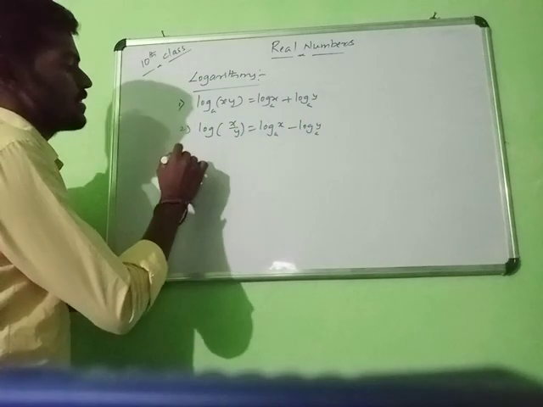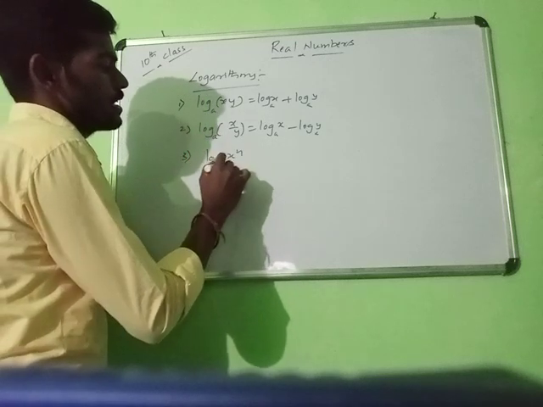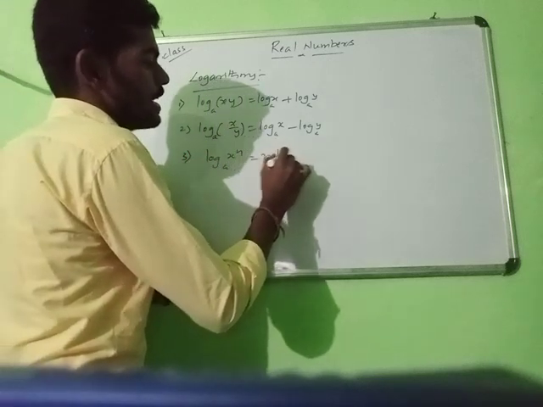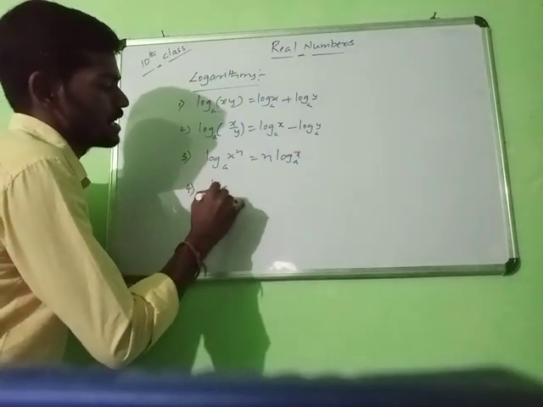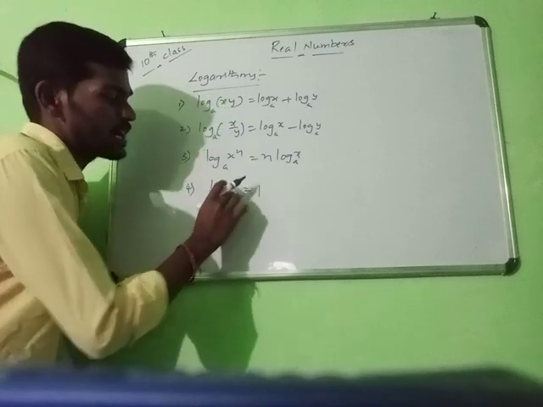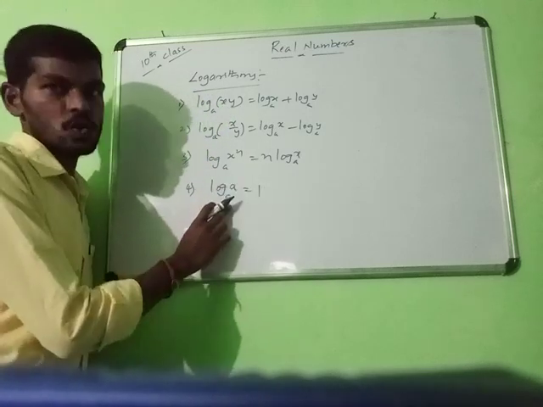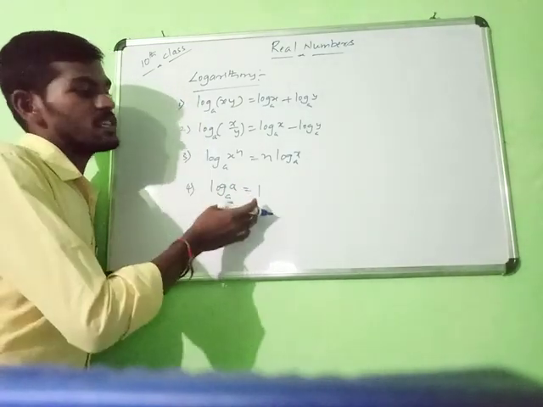And then the third one is log of x power n base a is equal to n into log x base a. And the fourth one is log a base a is always equal to 1. Log a base a, log 2 base 2, log 4 base 4, log z base z are always 1.